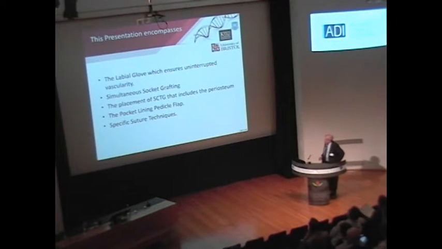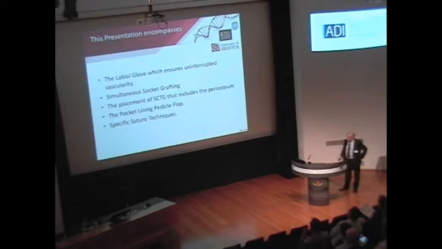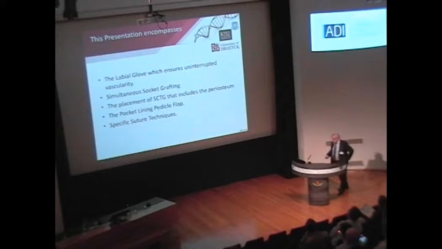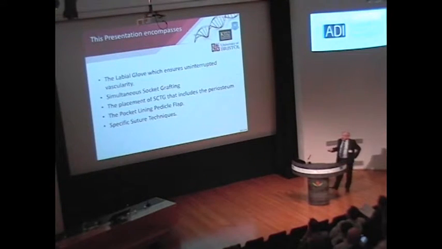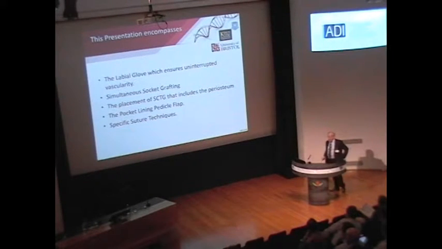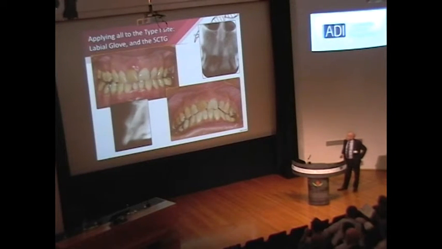So, with all that in mind, the presentation is going to have all 5 of those things. Labial glove so that we can get continual uninterrupted vascularity for our healing effect. There will be simultaneous socket grafting to get rid of alveolar voids, and we'll have the placement of connective tissue graft, which is a full thickness connective tissue graft to include the periosteum for its attributes. We've talked about pocket lining pedicle flap 2 years ago, and that's also going to be there. Specific suture techniques need to be used to actually do this.